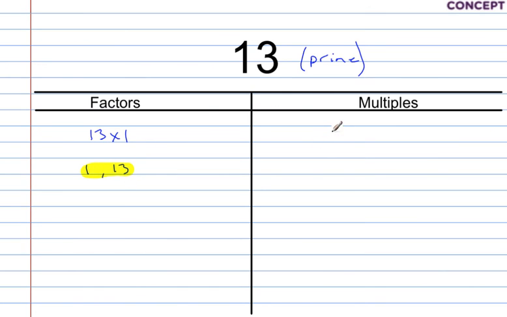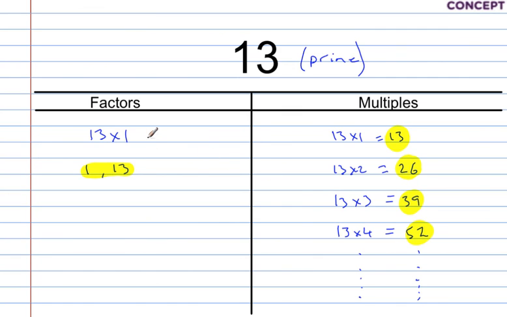Let's have a look at the multiples. 13 times 1 is 13. 13 times 2 is 26. 13 times 3 is 39. And 13 times 4 is 52. So there's the first 4 multiples of 13: 13, 26, 39, and 52. And remember that this list goes on forever. It's an infinite list of multiples, but you were only asked for the first 4.